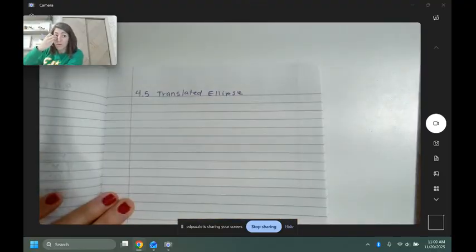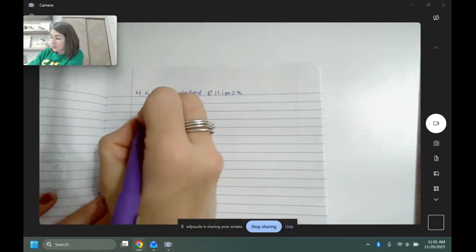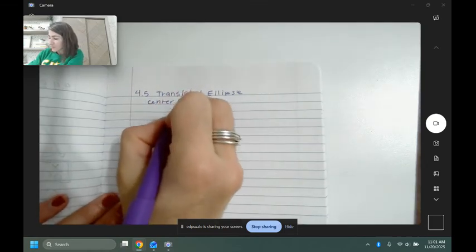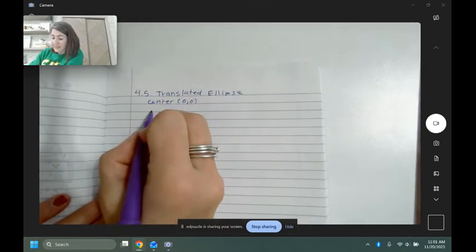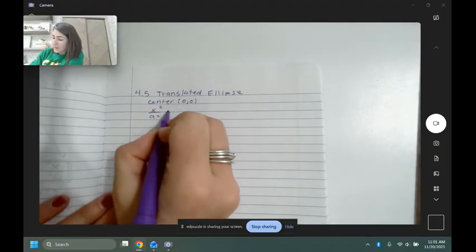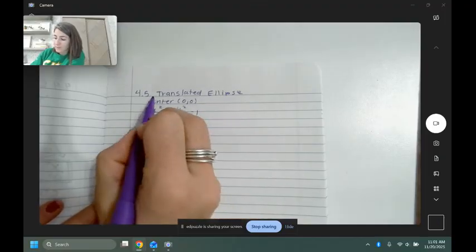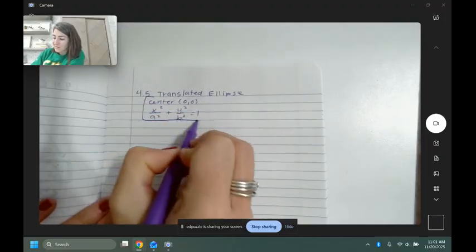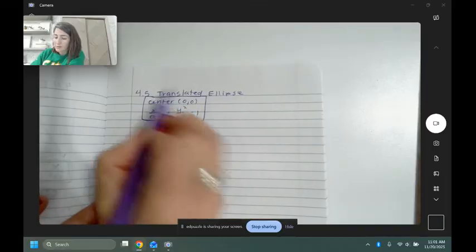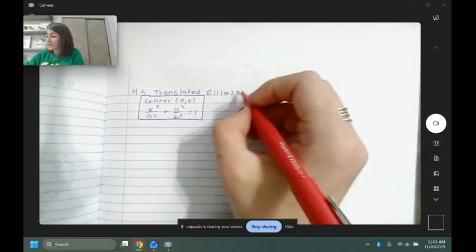So what we did in the last video was an ellipse whose center was at the point (0, 0), at your origin, right? So I have x squared over a squared plus y squared over b squared equals 1. This was the equation we learned in the last video. Now, if an ellipse has a center that's not at (0, 0), this is what we're going to take a look at today.